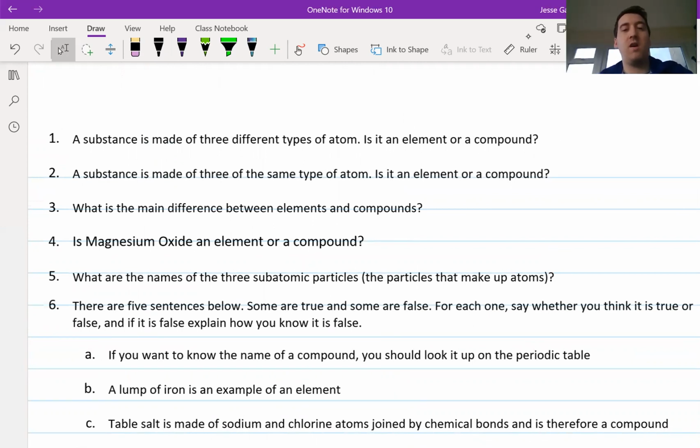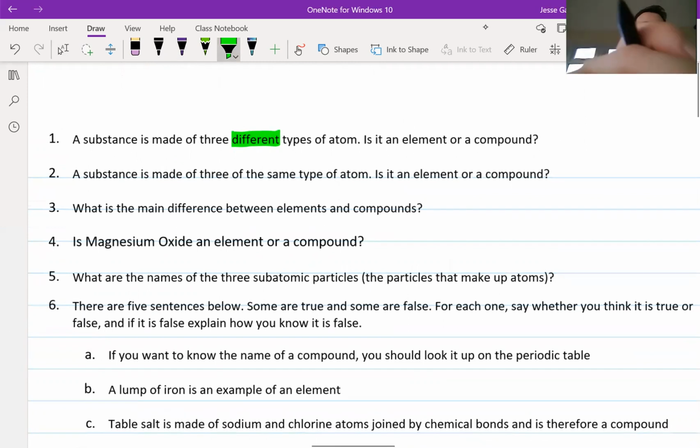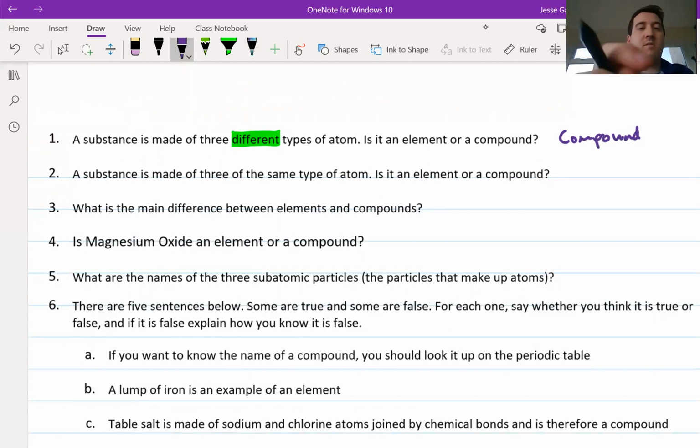A substance is made of 3 different types of atoms. Is this an element or a compound? Well, the key here is that it's 3 different types, so it's going to be a compound. Well done if you said that. Next one, a substance is made of 3 of the same type of atom. Is it an element or a compound? It's an element. Well done if you said element.